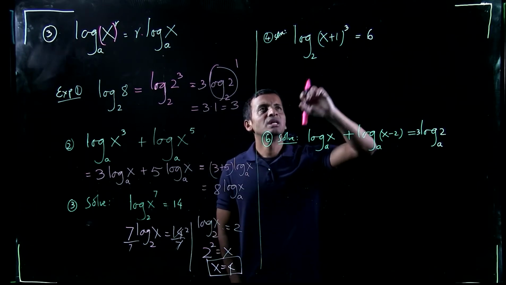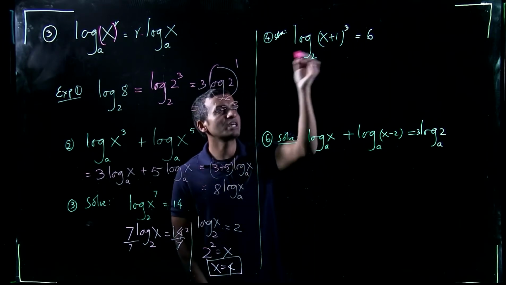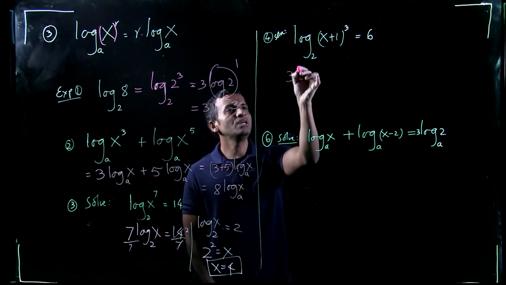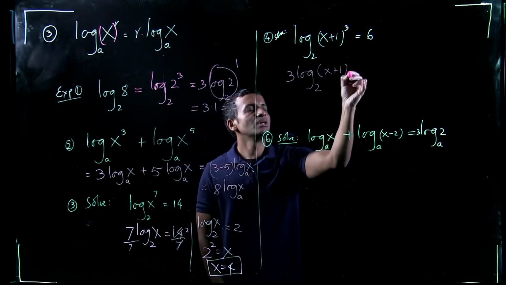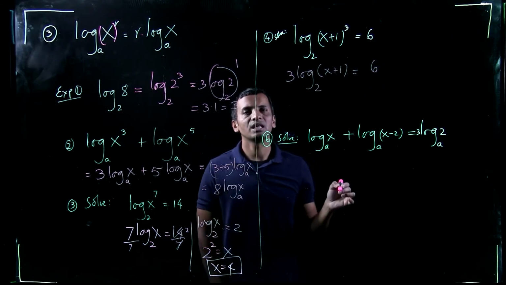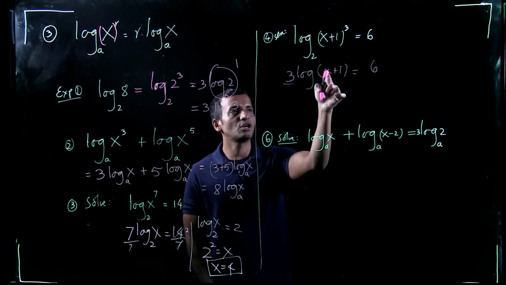Next one is this one. Again, there is an exponent. You can pull that exponent out. So 3 log base 2 of x plus 1 equals 6. Now divide both sides by 3, because you want to solve for x.